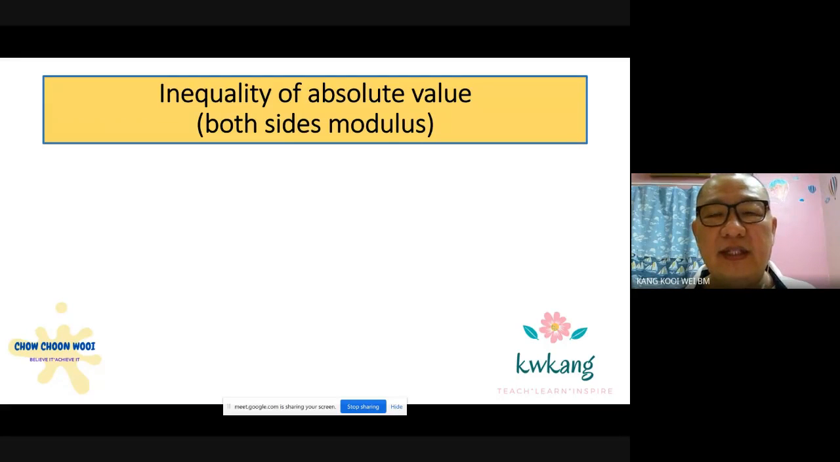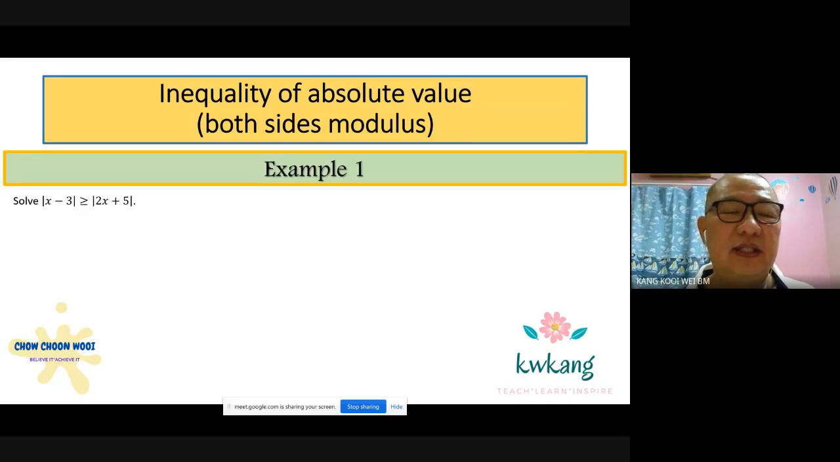If both left and right have modulus, it's simple. I would like to show you. Remember, if you have paper, take notes. When both sides have modulus, we just simply square both sides. Kita kuasa duakan kedua-dua belah. Look at the solutions.